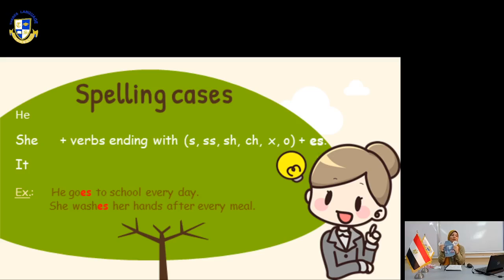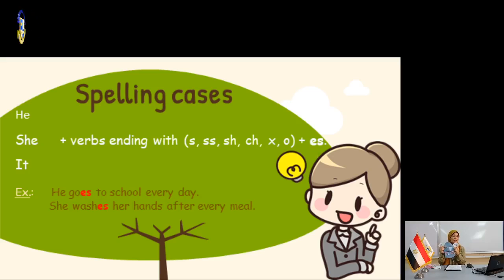Es. Like the verb go. G-O, it ends with O. And O is one of the verbs that takes es, not only s at the end of it, after he or she or it. We have, for example, here, he goes to school every day. Can you see es in the red line? Es. Go takes es because it ends with O.